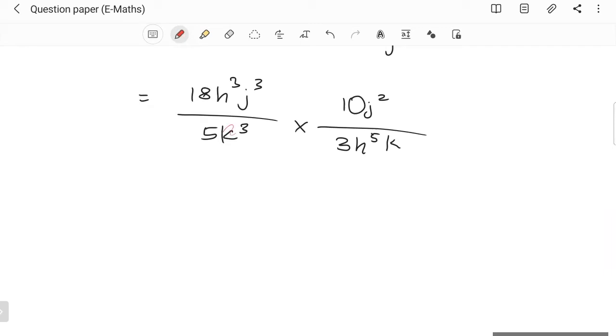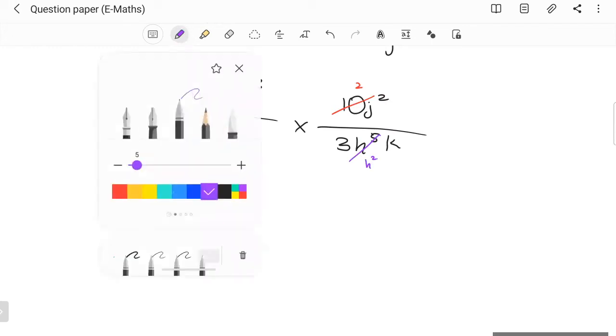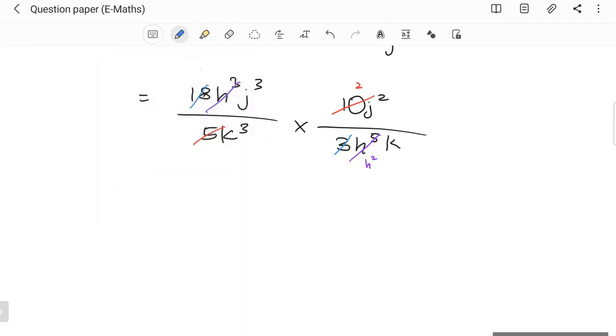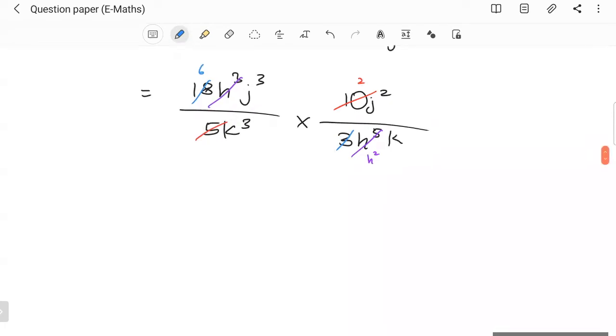We can cancel 5 and 10. Okay, give me a 2. We can also cancel h and h, gives me h power 2. And then we also can cancel 18 and 3, gives me 6, because all these are dividing. The rest we cannot cancel anymore, so we have to combine them together.